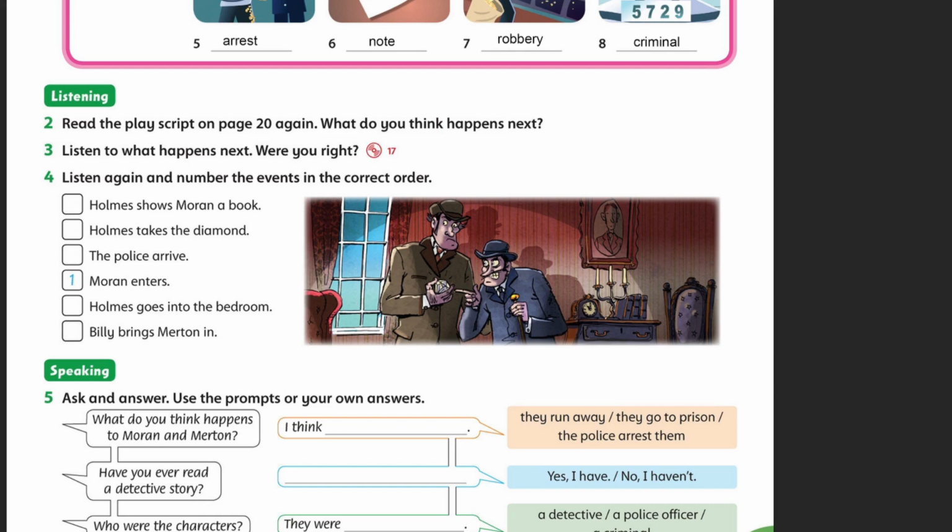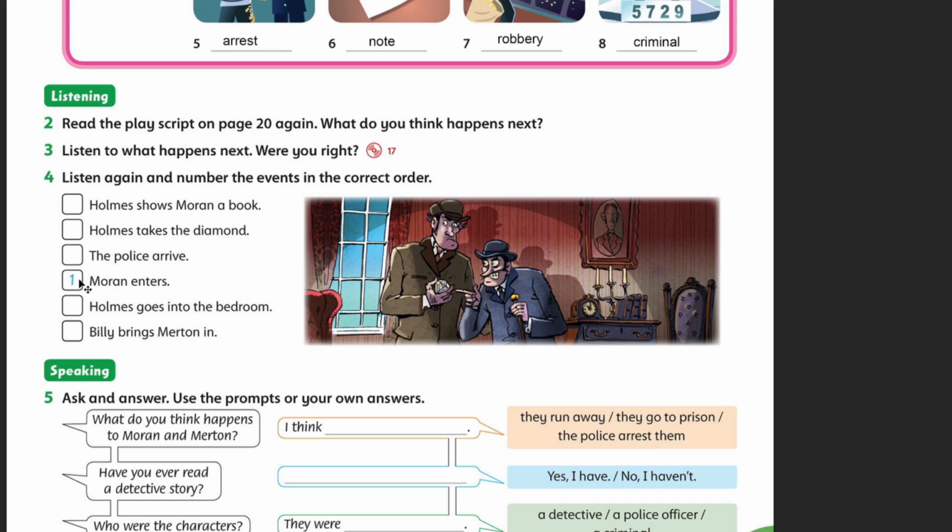Okay, so we have just listened to what happens after we have read the script on page 20. So we have different scenarios right here: Holmes shows Moran a book, Holmes takes the diamond, the police arrive, Moran enters, Holmes goes into the bedroom, Billy brings Merton in. Okay, so what do you think happened next?